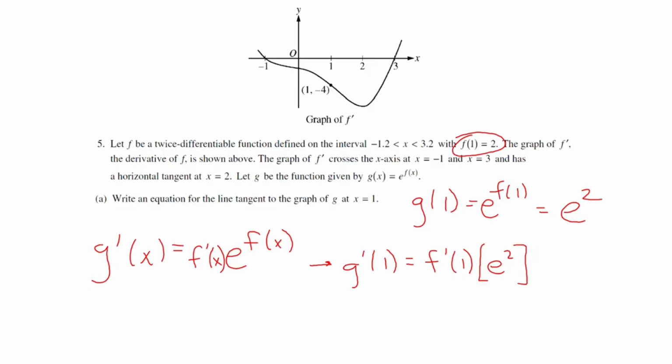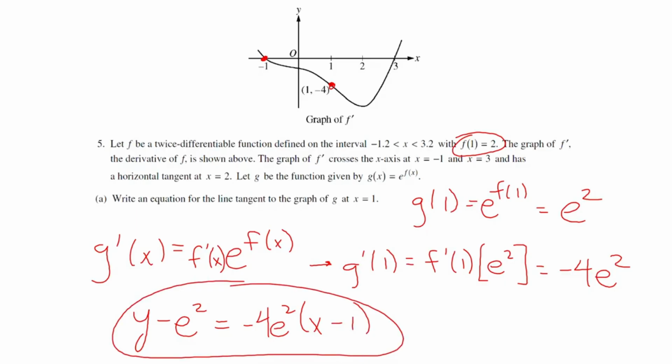So then we need to figure out what f prime of 1 is. Well, looking at the graph of f prime, right? F prime of 1, they gave us the point, is negative 4. So this is negative 4 e squared. So we just write our equation, y minus that y value, which is going to be y minus e squared, is equal to our slope of negative 4e squared times x minus 1.